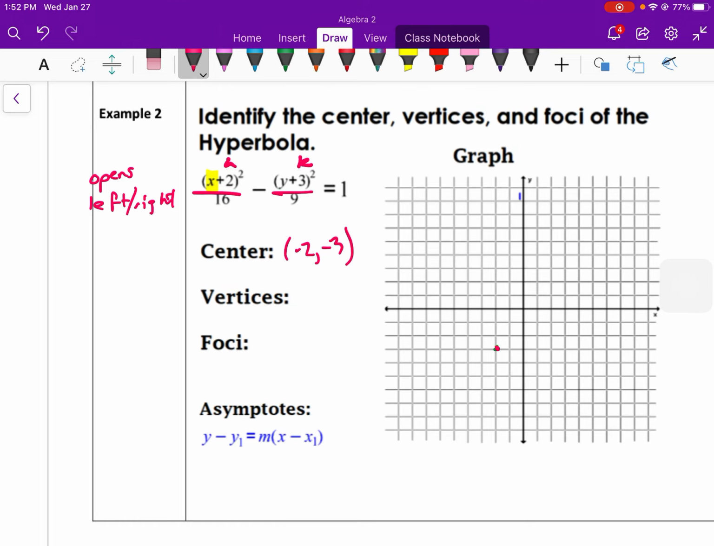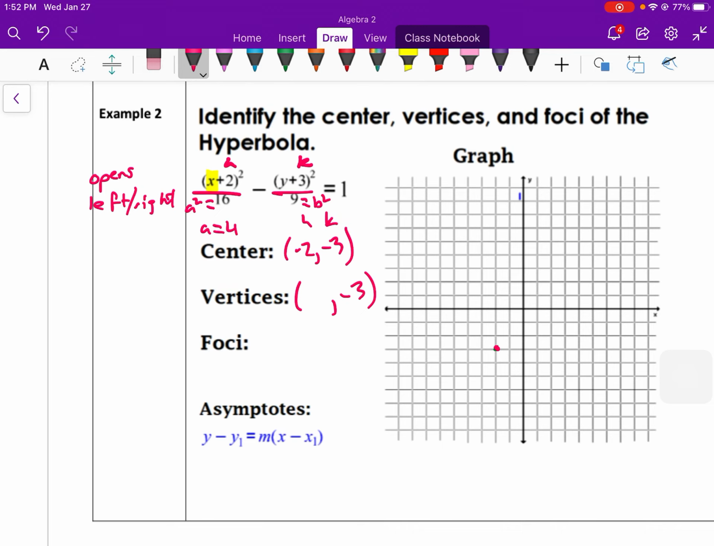So our center is negative 2, negative 3. I left it there in green. Since our hyperbola opens left and right, our vertices are going to shift left and right. So this is our a squared. So our a value is 4. We'll solve for b squared in a second. So our k value will remain the same this time.